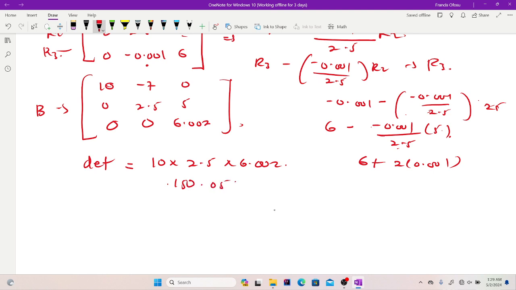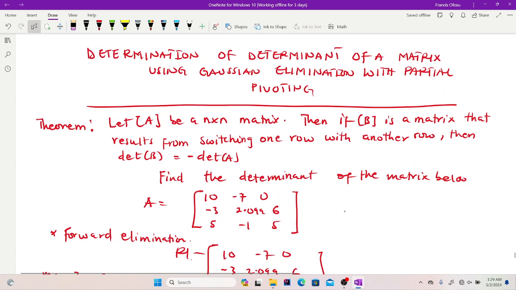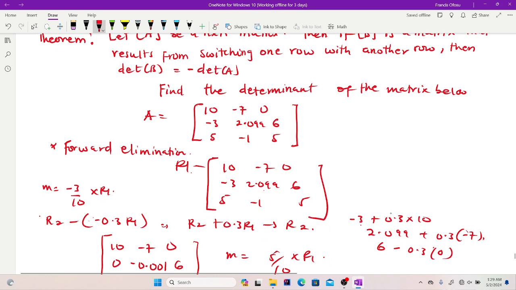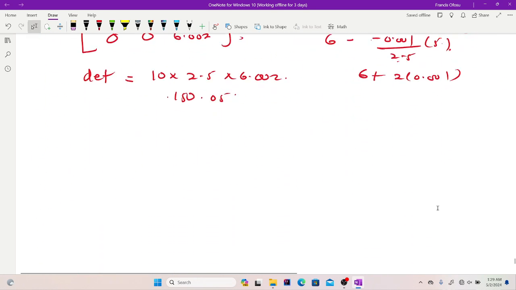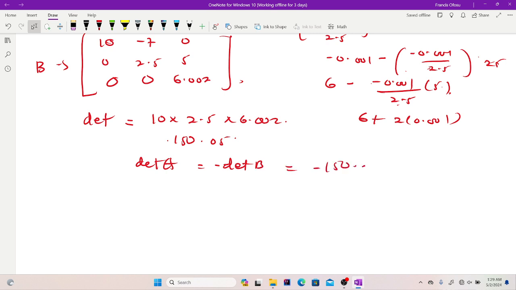Okay. So now, the determinant is 150.05, but in the question when we started, I said the theorem is saying that if your matrix B results from switching one row with another row, then the determinant of B is equal to negative of determinant of A. Yes, so that should tell you that to find the actual determinant of this A, I have to negate the determinant of my resulting matrix. So my determinant of A is simply equal to negative determinant of B, and it's equal to negative 150.05.